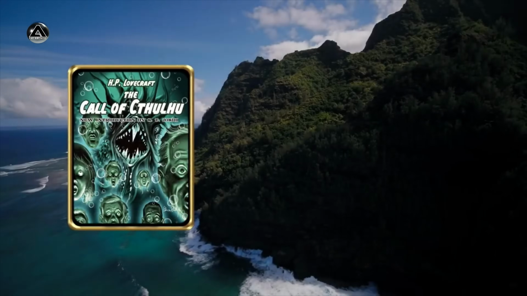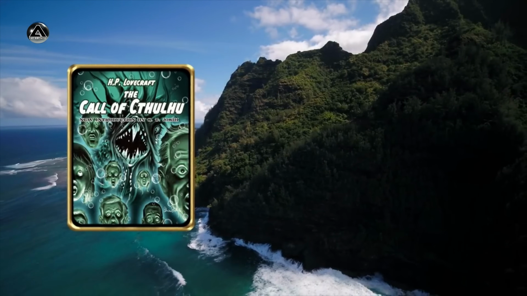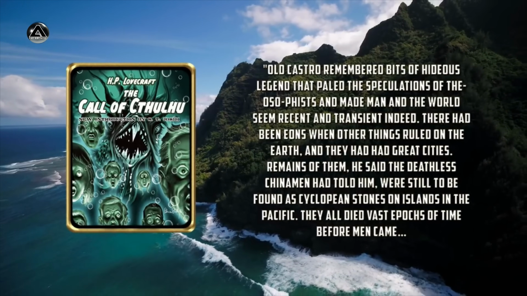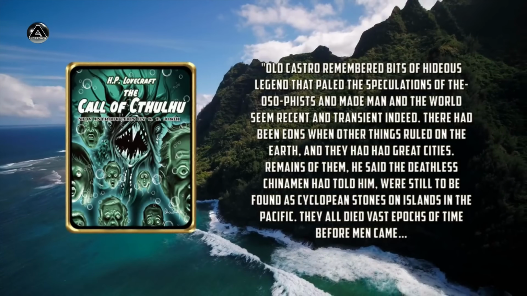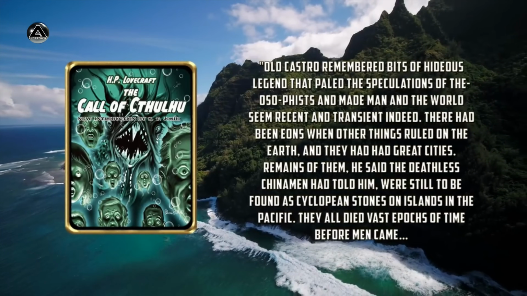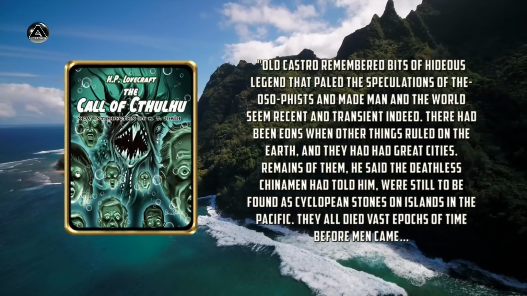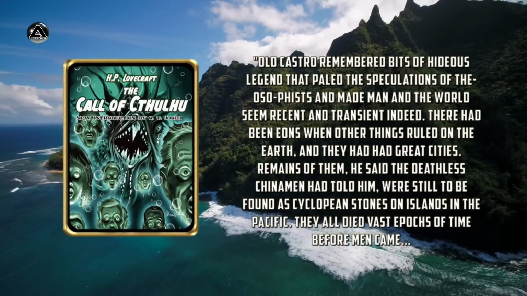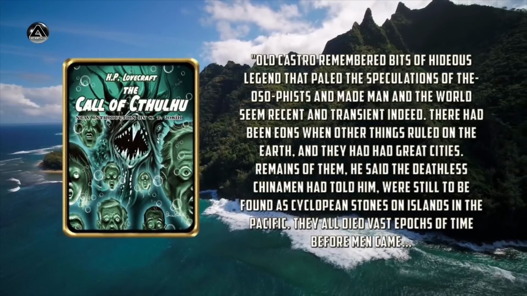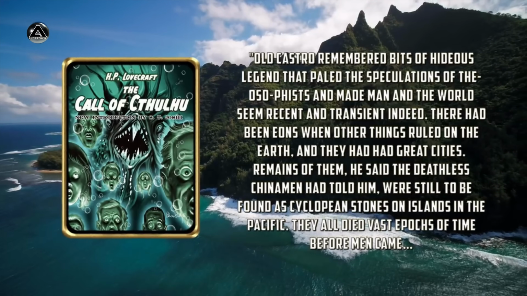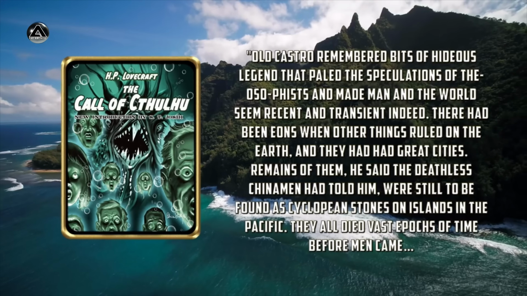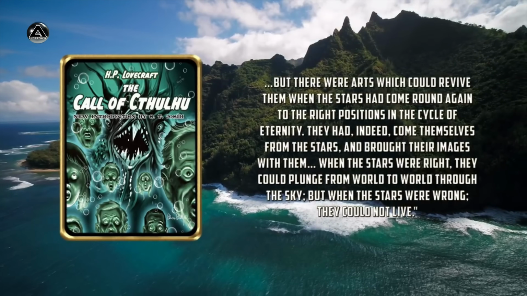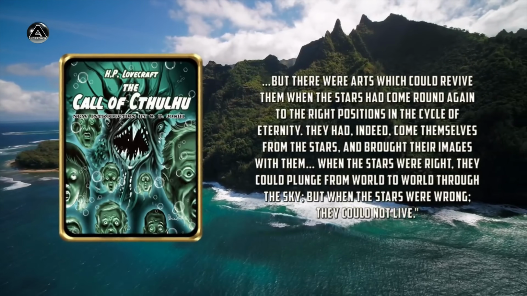In 1926, H.P. Lovecraft wrote in his book, The Call of Cthulhu, quote, "Old Castro remembered bits of hideous legend that paled the speculations of the theosophist and made men and the world seem recent and transient indeed. There had been eons when other things ruled on earth, and they had had great cities. Remains of them, he said the deathless Chinaman had told him, were still to be found as cyclopean stones on islands in the Pacific. They all died vast epochs of time before men came, but there were arts which could revive them when the stars had come around again to the right positions in the cycle of eternity.